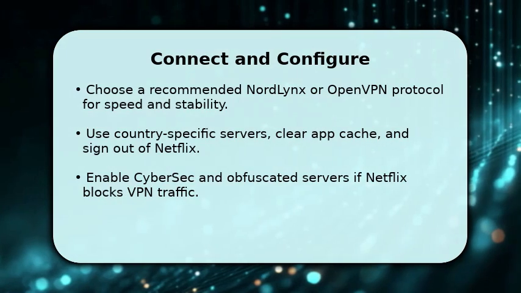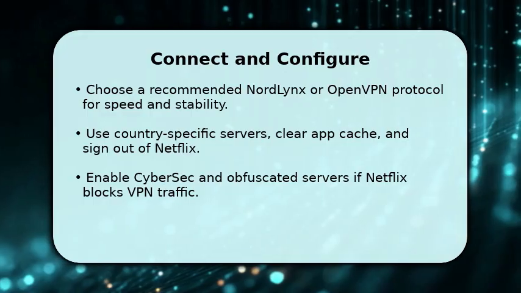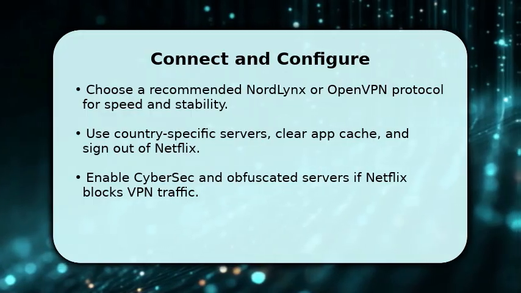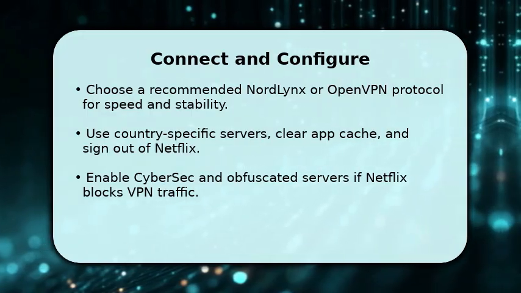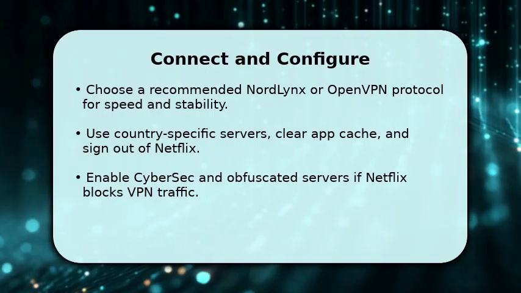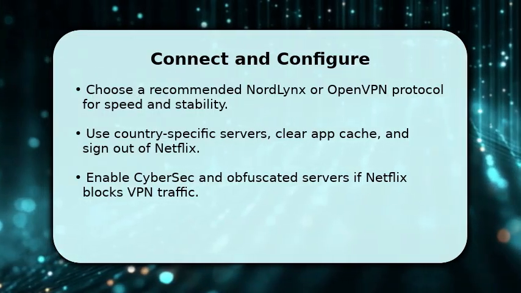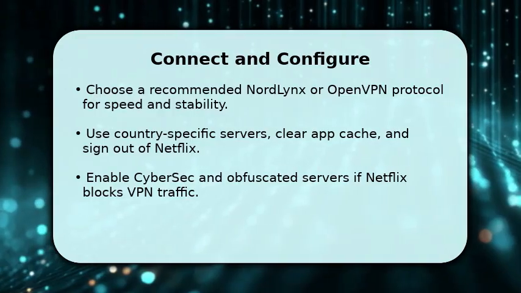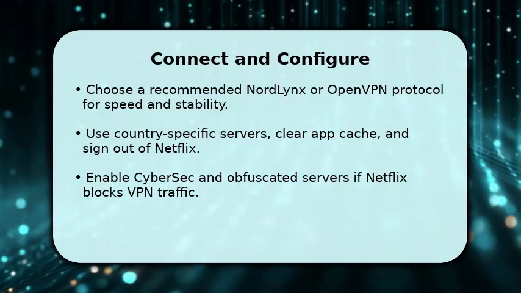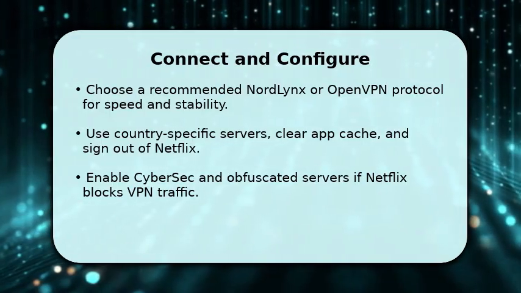Now you connect. Select NordLynx for best speed or OpenVPN if you need compatibility. Once connected to a server in your chosen region, clear the Netflix app or browser cache and sign out of Netflix so the location resets. If you hit a block, switch to an obfuscated server or try CyberSec toggling. These can help bypass deep packet inspection. Also try a nearby city server in the same country to reduce latency.